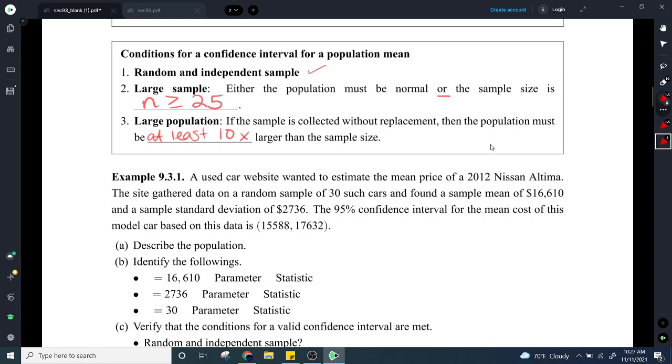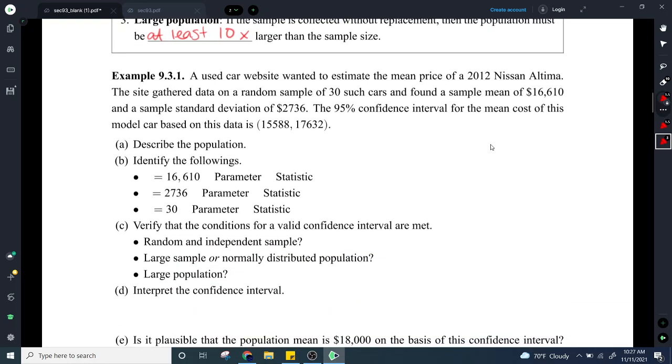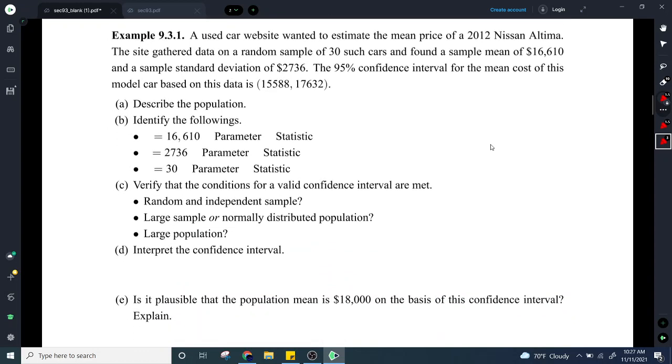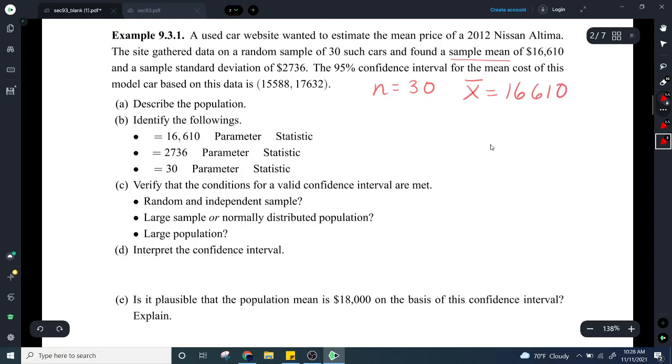All right, so let's take a look at this example. A used car website wanted to estimate the mean price of a 2012 Nissan Altima. The site gathered data on a random sample of 30 such cars. So I'm going to write a few things down. The sample is 30, so that means n is 30. It found a sample mean of 16,610. So my sample mean would be x bar. You need to get in the habit of writing these things down. When you read the question, use the correct symbol so you can keep everything straight. So the mean for my sample, x bar, is 16,610.